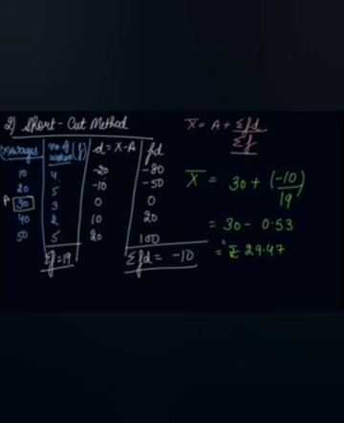So in the shortcut method, you just have to take the assumed mean from the series. Then you subtract the assumed mean from the x, that is, you take the deviation. After taking the deviation, you simply multiply the deviation with the frequency, take the summation of all these items, and put it in the formula.